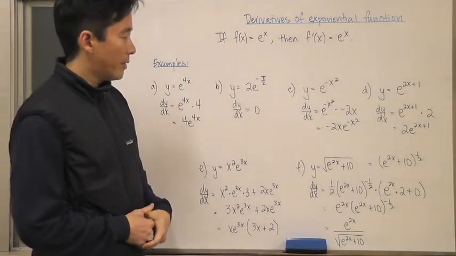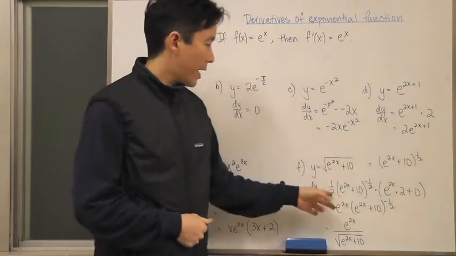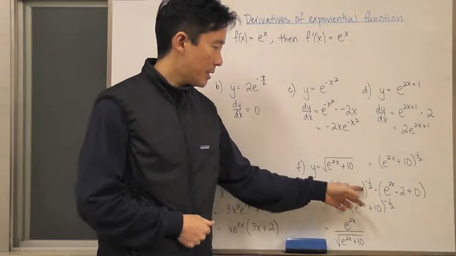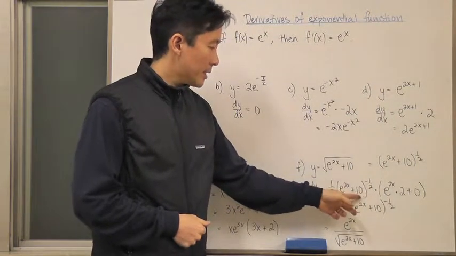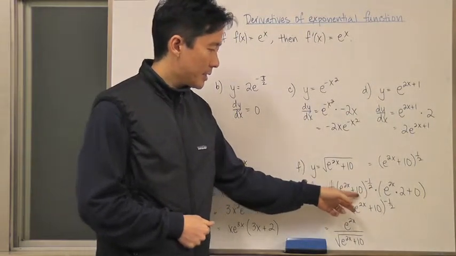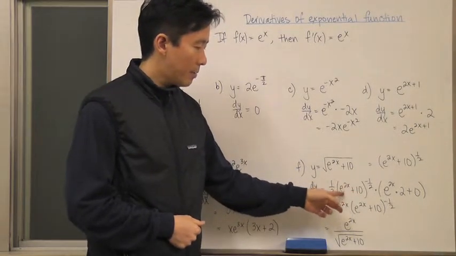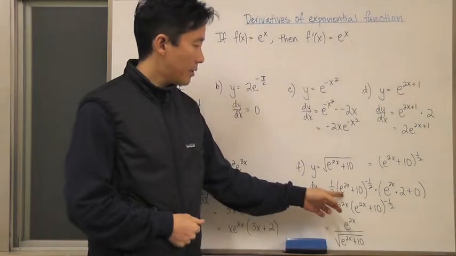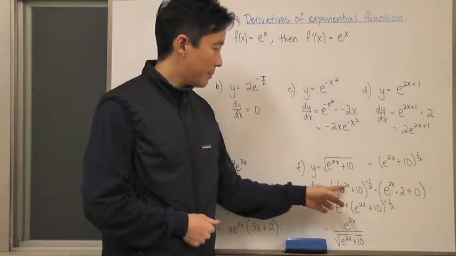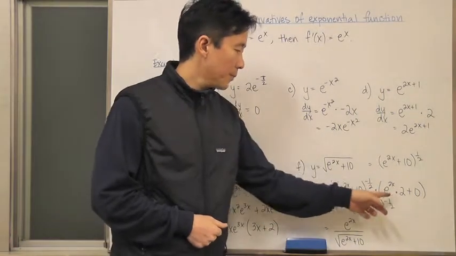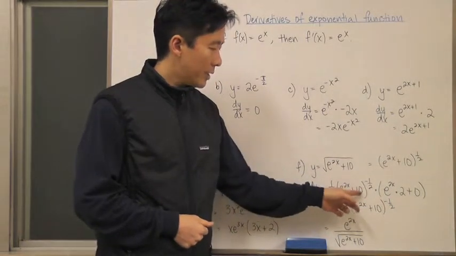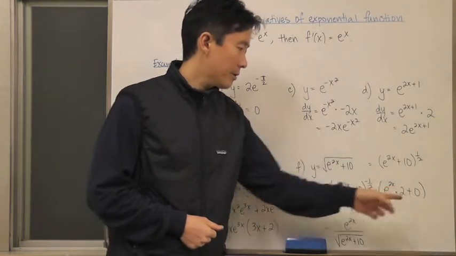If we take the derivative of that, that's going to be 1/2 e to the 2x plus 10 to the negative 1/2 power, times it by the derivative of this. Now notice that the derivative of this here is actually again going to be a chain rule, so I have to take e to the 2x times it by the derivative of that, which is 2, plus the derivative of a constant, which is of course going to be 0.